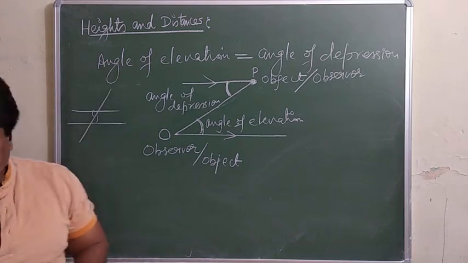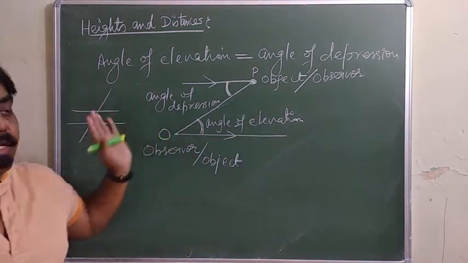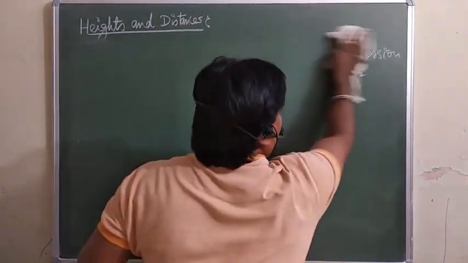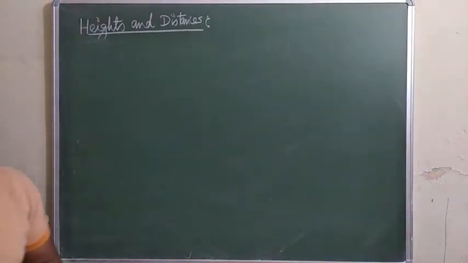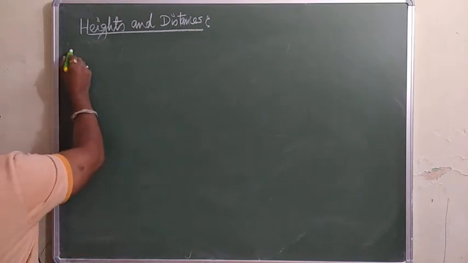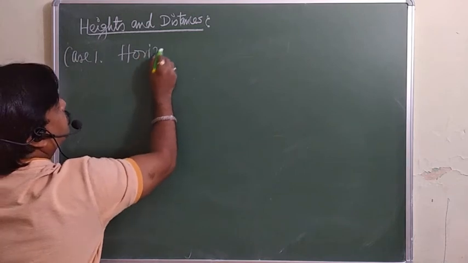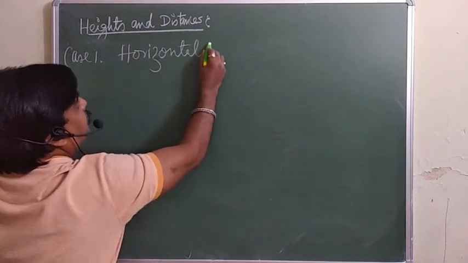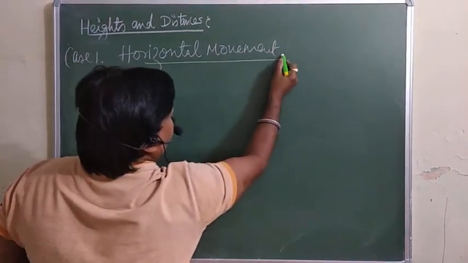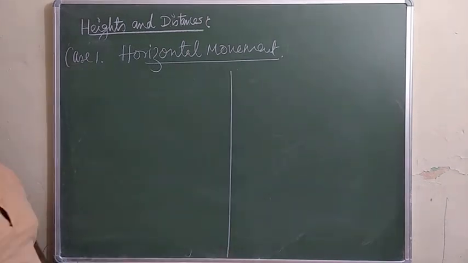And now there is a relation in case the observer moves horizontally and vertically, then what will happen? So look here. First we are taking the case of angle of elevation and angle of depression, if the horizontal movement is there. So case first we are taking horizontal movement. Horizontal movement अगर है by the observer, then we will take both the cases. Angle of elevation, angle of depression.